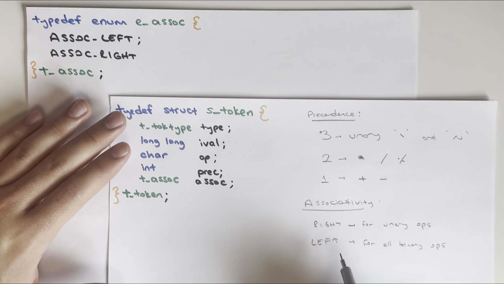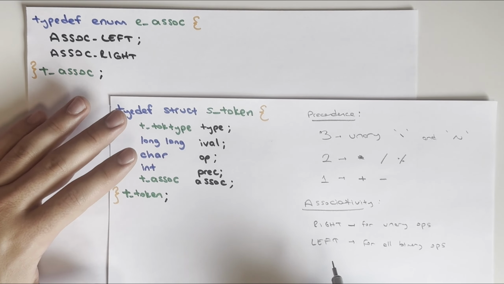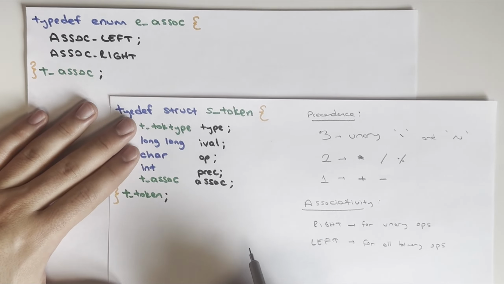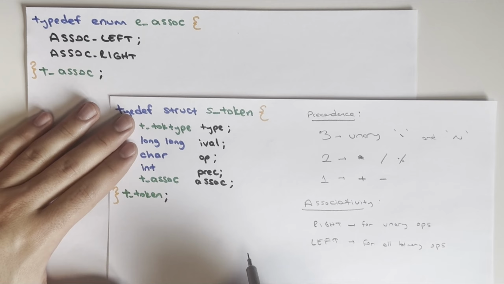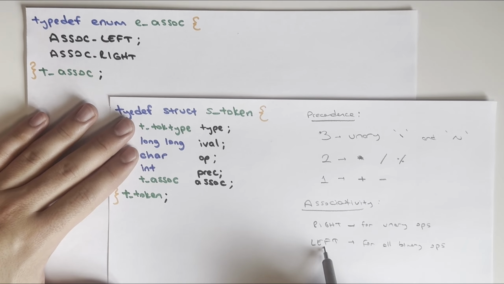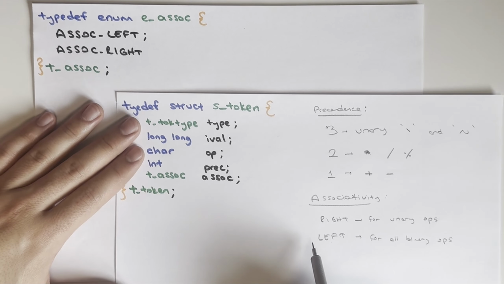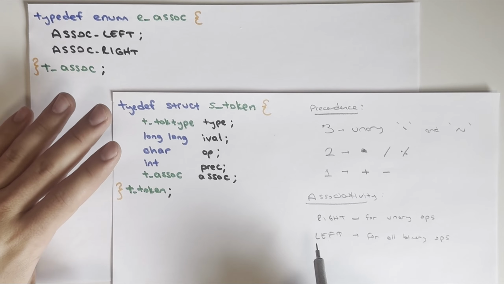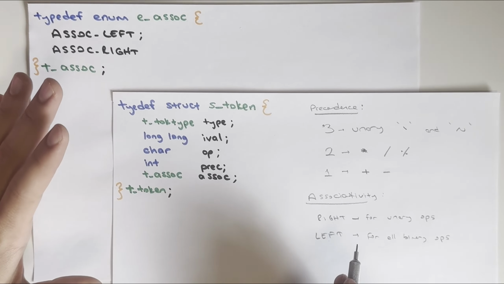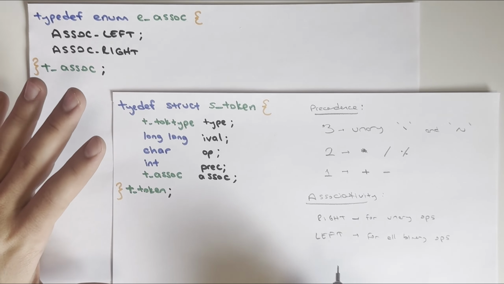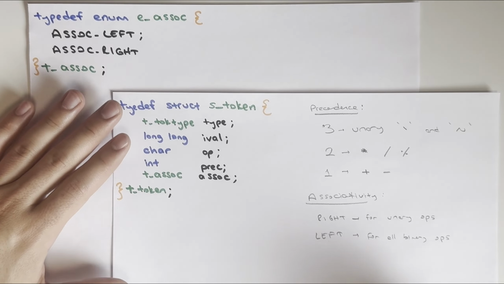Having this on the token means shunting-yard logic is clean: while the top of stack operator has higher precedence, or equal precedence with left associativity, we will pop it. This way we don't need a big if-else switch or tables scattered around. It will be all on the token.